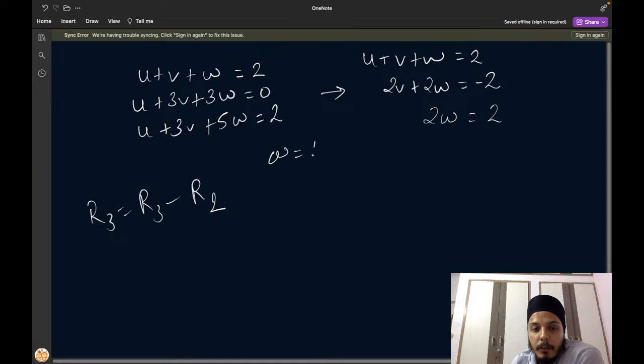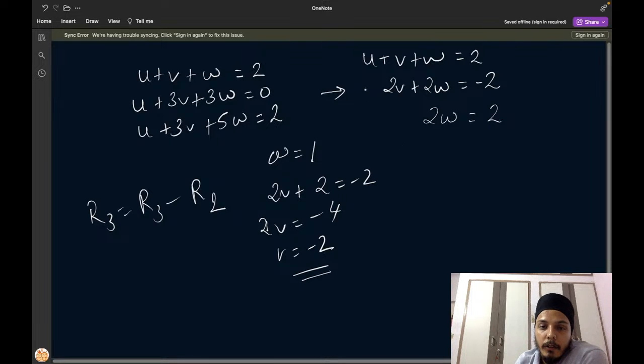So this will give us w equals to 1. Then we will put it into the second equation. So it will be 2v plus 2 equals to minus 2. So 2v equals to minus 4. So v equals to minus 2.